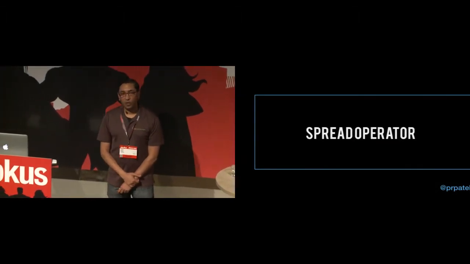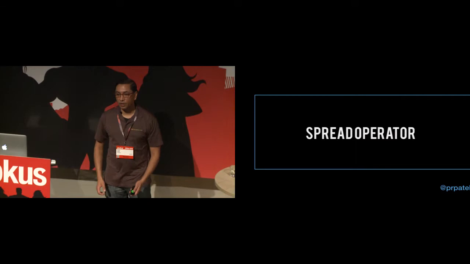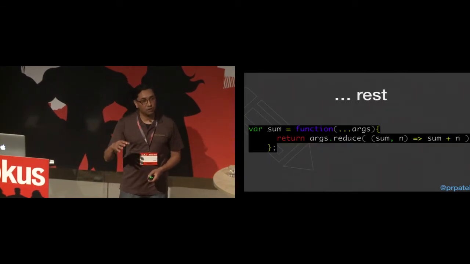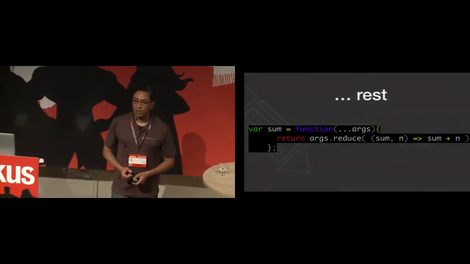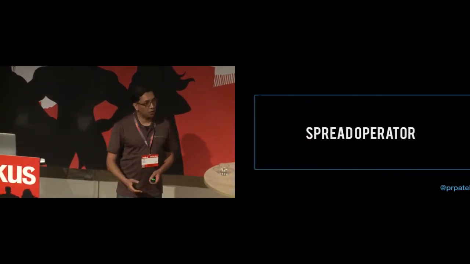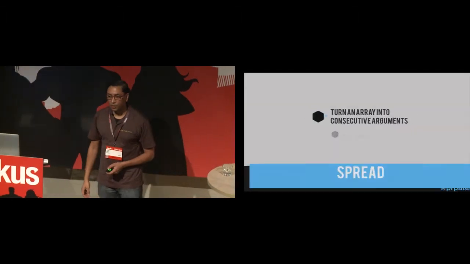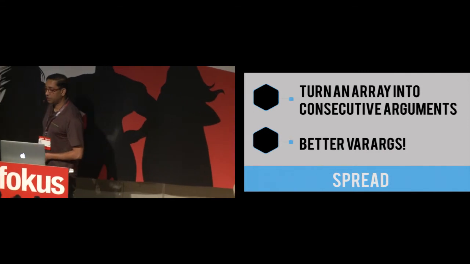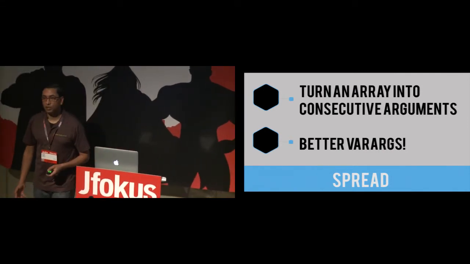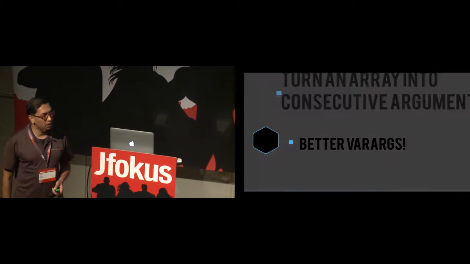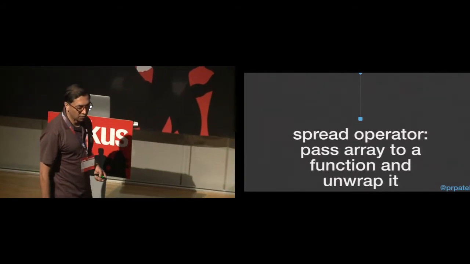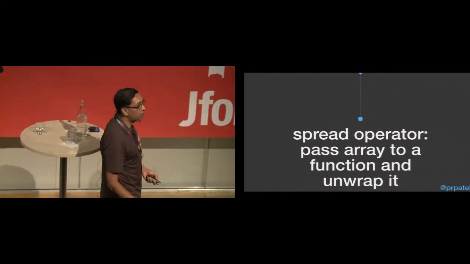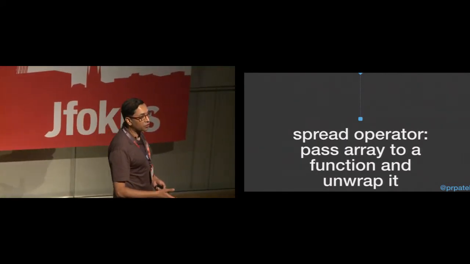Along with the rest operator, the other side of that coin is the spread operator. The rest is in the function signature, as you can see here. The spread operator allows us to turn an array into consecutive arguments, and is essentially a better way of doing var args. This is often the case where we have multiple things that we need to pass in. The spread operator will unwrap that for us and get it ready to be consumed by a rest on the other side.